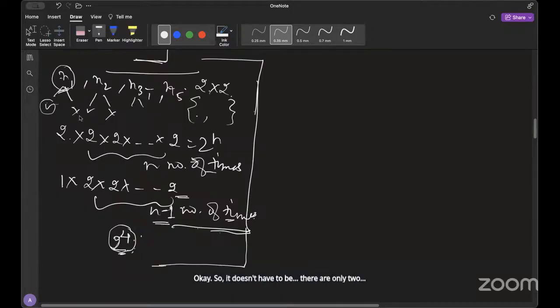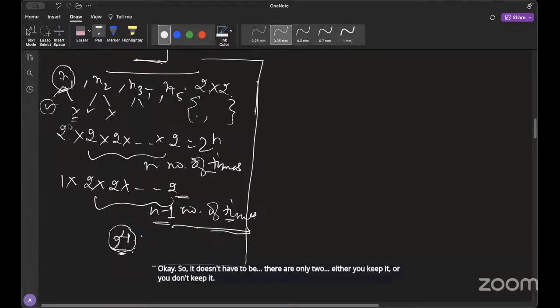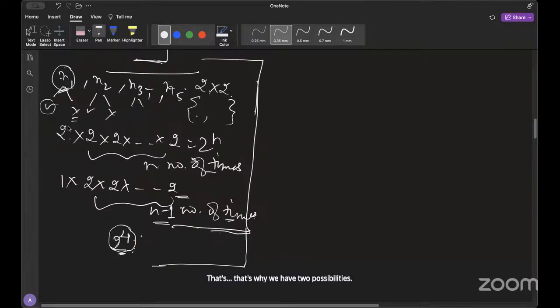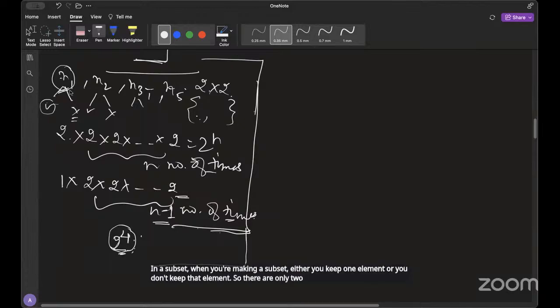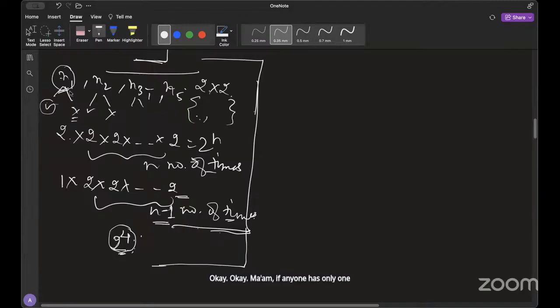Either you keep it or you don't keep it. That's why we have two possibilities. When you're making a subset, either you keep one element or you don't keep that element. So there are only two possibilities. Ma'am, if n1 has only one possibility, then what happened?